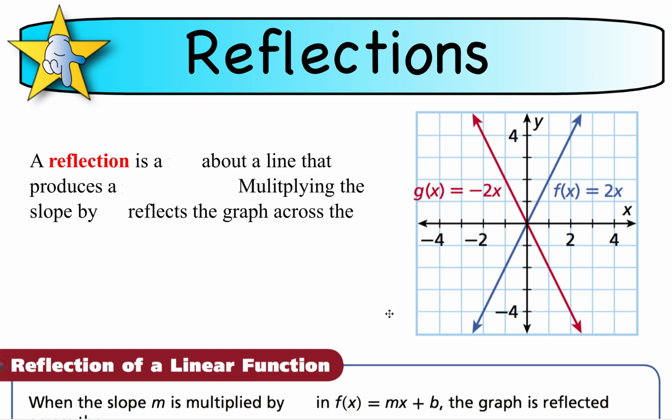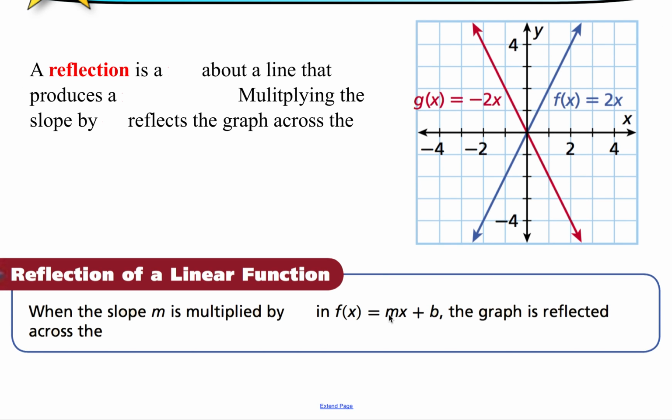That is a rotation. Finally, we have a reflection. A reflection is a flip about a line, and it produces a mirror image. If we multiply the slope by -1, that's the same as reflecting the graph across the y-axis. So if we start off with f of x equal to 2x, and we just multiply that slope by -1, what that does to the graph, you can see this, is it looks like the y-axis is a mirror, and it reflects it about the y-axis. So when the slope m is multiplied by -1 in the equation, the graph is reflected about the y-axis.